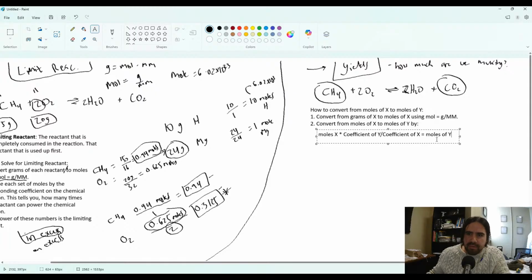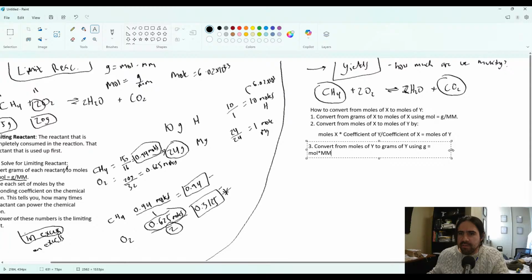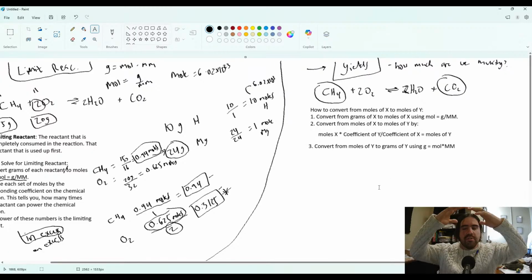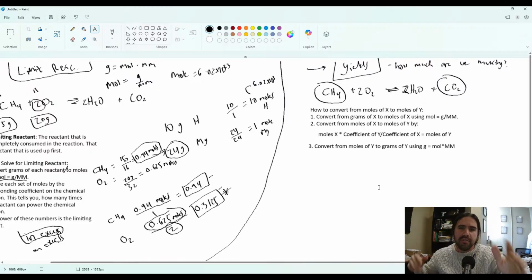And then the final step is convert from moles of Y to grams of Y, again using that beautiful equation that we had. I told you, you guys were going to use this all the time. Convert from moles of Y to grams of Y using the grams formula. So that's how we can use this for anything: if I want to change from grams of methane into grams of oxygen, or from grams of methane to grams of water, whatever the case may be.